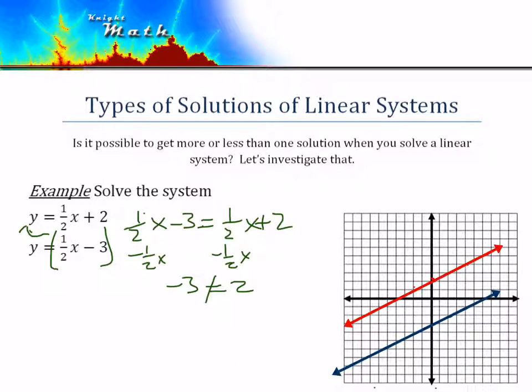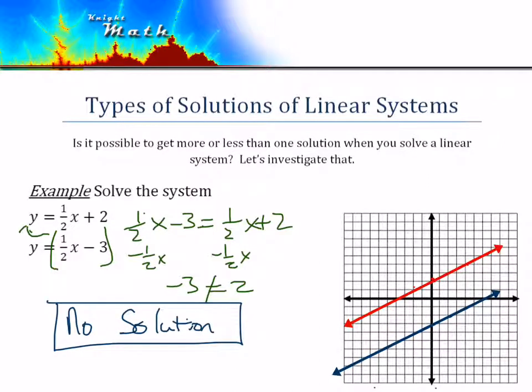There we go. And what do you notice about these two lines? Hopefully we notice they're parallel. So we've got two parallel lines. And remember, when we're solving a system, we're looking for the point where they cross. Well, these two lines never cross. So this has no solution. So it is possible for a system of linear equations to have no solution.